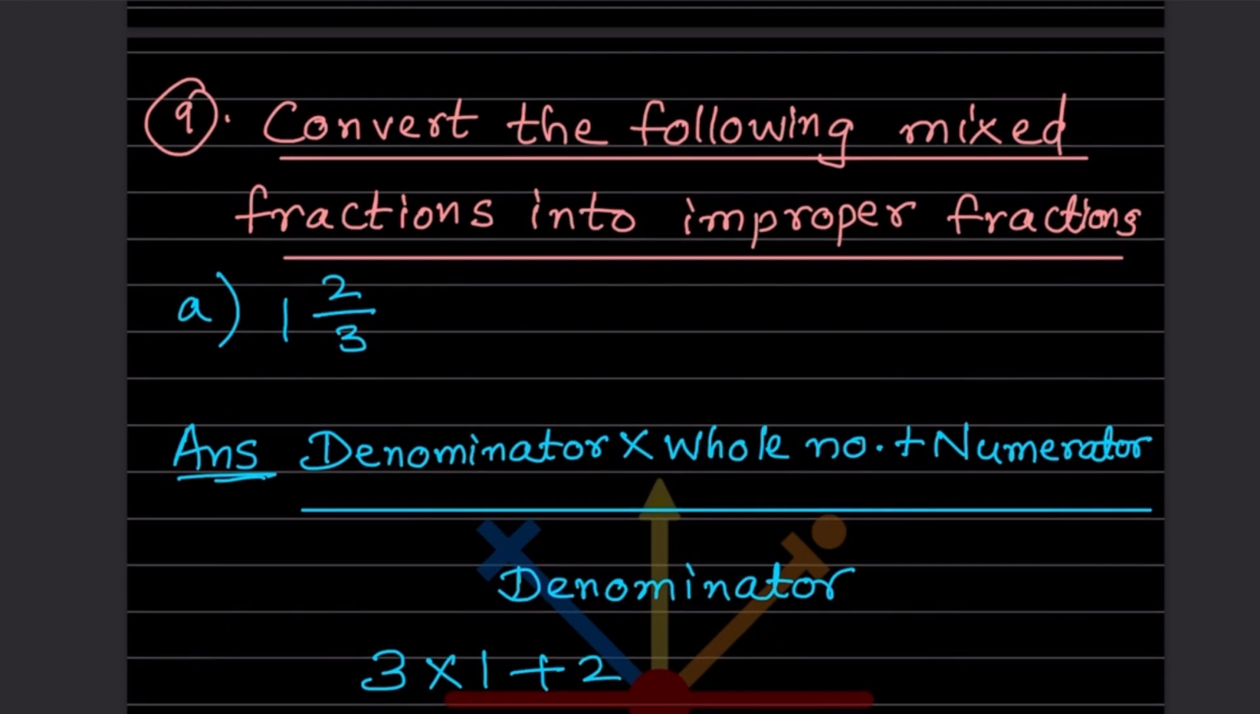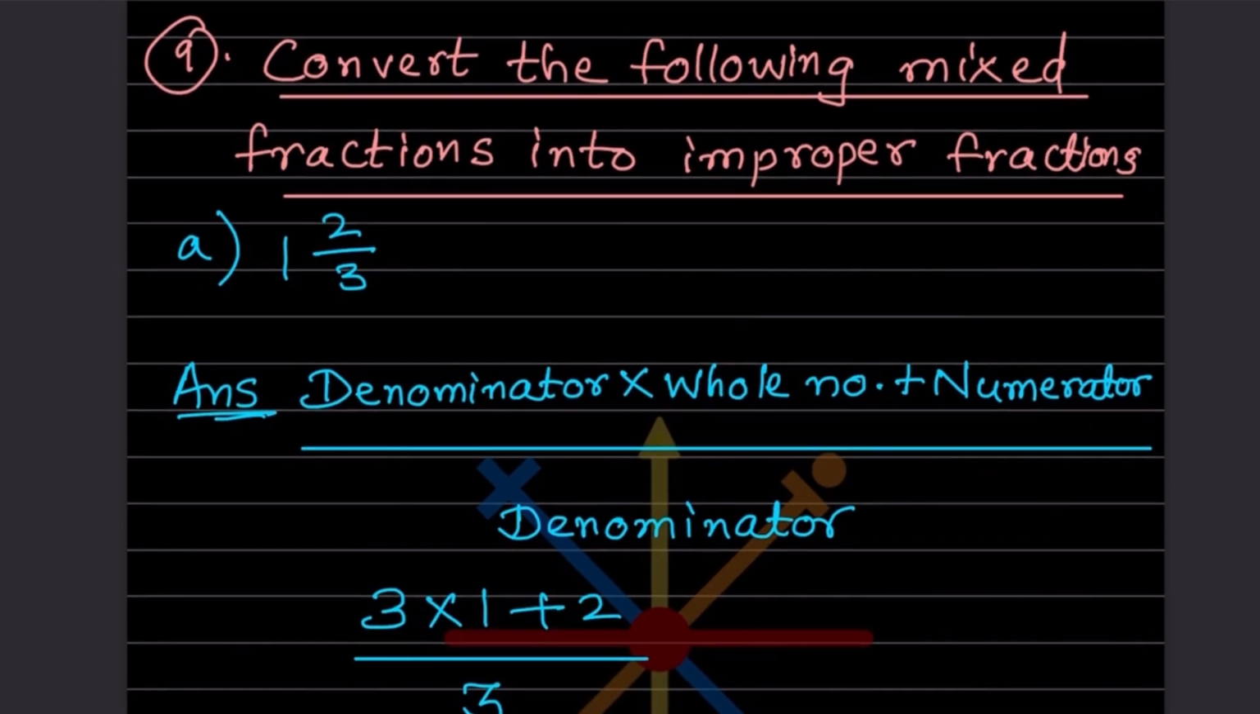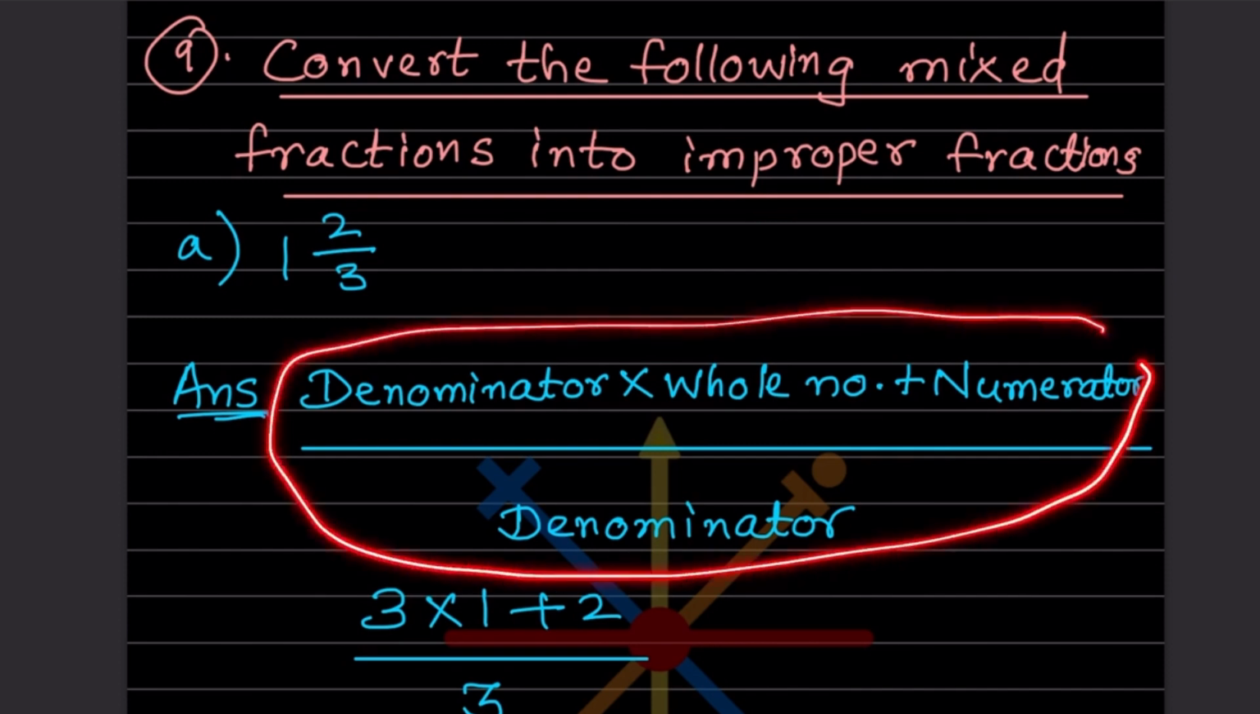The next question says, convert the following mixed fraction into an improper fraction. As I told you, this is the mixed fraction, this is the whole number and this is going to be the proper fraction. So this is called the mixed fraction. We have to make it into an improper fraction. What you have to remember over here is very important, many of them get confused over here, so I have written this. Just note down all the formulas in your notes.